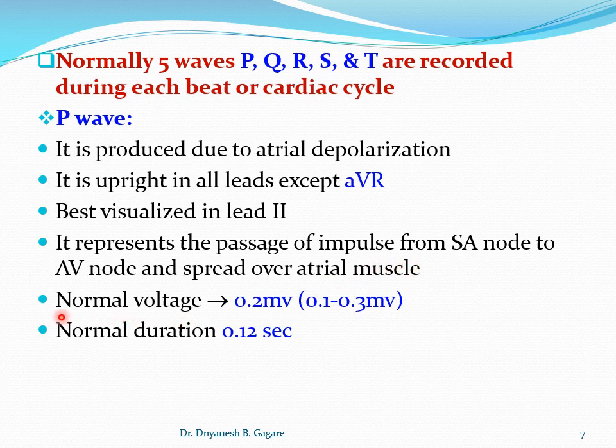Here you always remember, for every wave you have to mention two figures: the normal voltage and the normal duration. What is the normal voltage of the P wave? Voltage means height, that is the magnitude, and it is 0.2 millivolt. So 0.2 millivolt means how much height? It is 2 millimeter. Height is 2 millimeter.